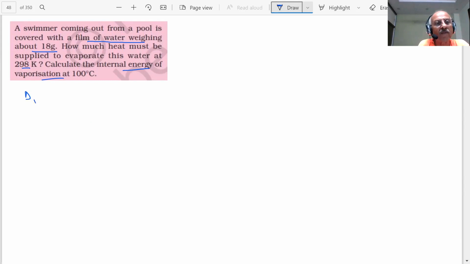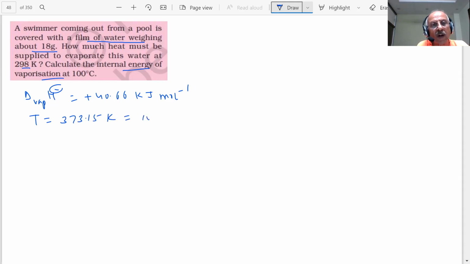You know delta vaporization H of water. Standard value, how much? Plus 40.66 kilojoule per mole. Okay, per mole. For 1 mole of the water, enthalpy of vaporization is 40.66 at temperature 373.15 Kelvin, which is equal to 100 degrees Celsius. This value is known to us already. You have 2 minutes to try this before I will do it.